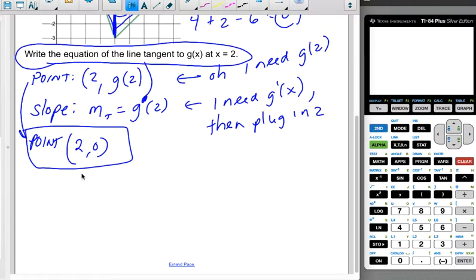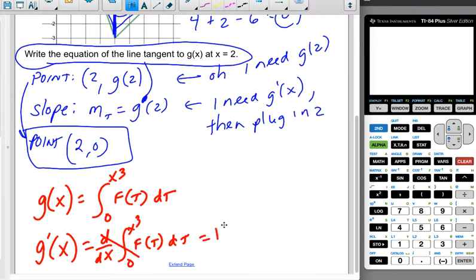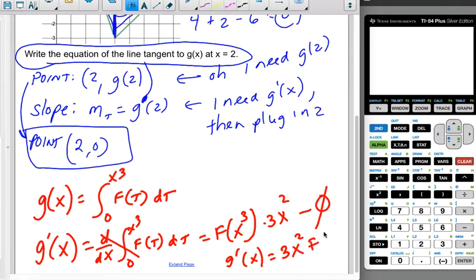So in order to find my slope, I know that g of x was the integral from 0 to x cubed of f of t dt, right? Which means that g prime of x is the derivative with respect to x of that integral. That knocks out the integral and gives me f of x cubed times the derivative of x cubed, minus a bunch of 0, because it would be f of 0 times the derivative of 0. So after all that, g prime of x is just 3x squared times f of x cubed. Great. So that's what I need to find.